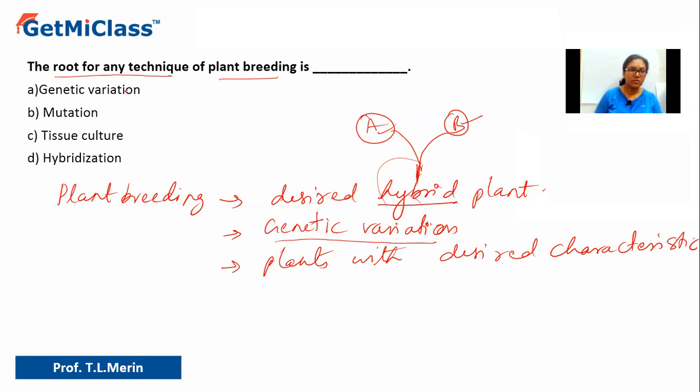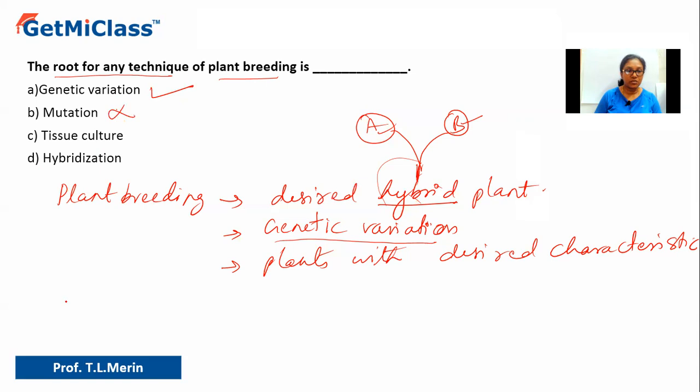So option A says genetic variation. Yes, that is correct. Option B says mutation. As I said, mutation can be done even for a single nucleotide or single nitrogen base. So that will not bring a great variation for us. That may not bring desired characteristics for us. Hence, it is ruled out.